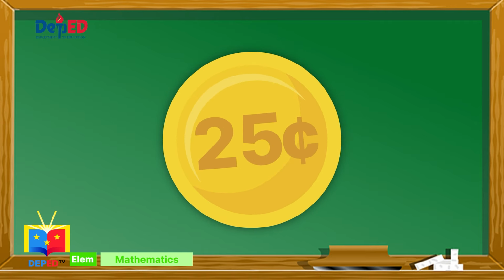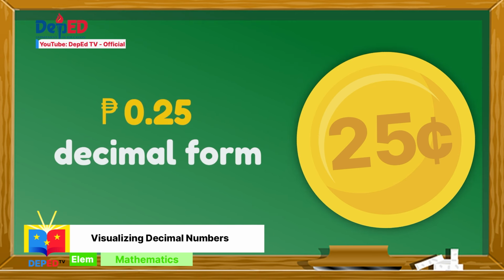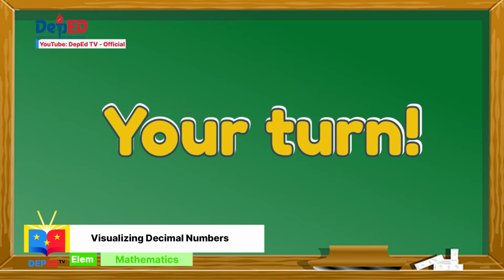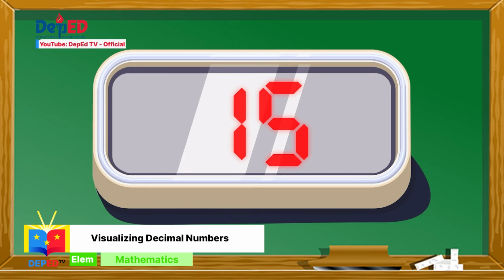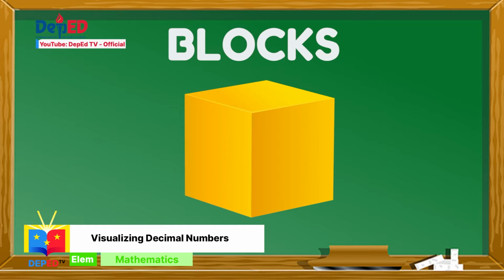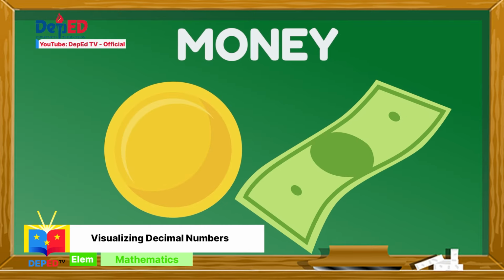Lastly, look at the 25 centavo coin. This can be written as 25 hundredths in decimal form. Now, your turn! I will give you 15 seconds to visualize each of the following decimal numbers using blocks, grids, number lines, and money to show the relationship to fractions.